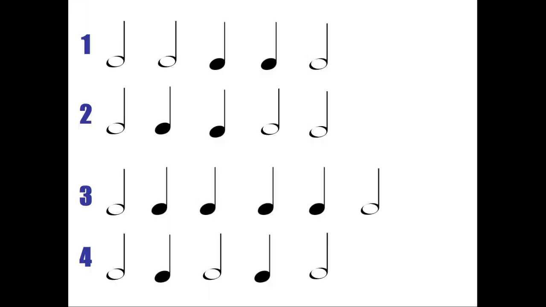Now we've got four more rhythms, and these ones have got more notes in them, so they last for a little bit longer. Let's have a look at number one first. So that's a minim, then another minim, then two crotchets, and then another minim at the end. So that one should go like this. Long, long, short, short, long. So have a go at clapping that now.